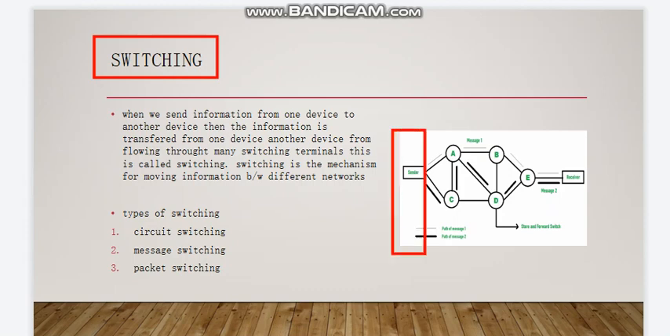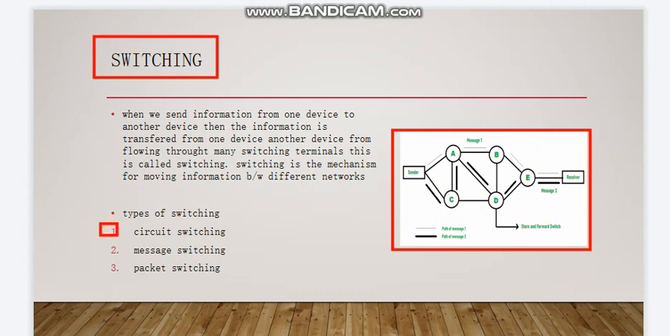Here you can see the diagrammatic representation of the types of switching. Number one type is circuit switching. Number two is message switching. Number three is packet switching.